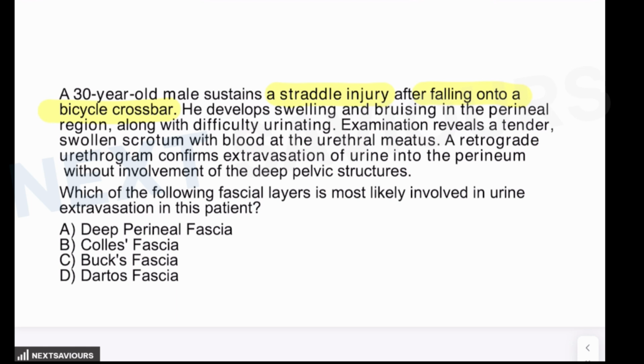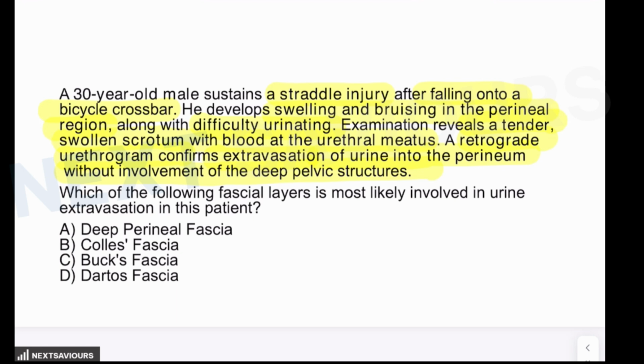The first line, straddle injury. He develops swelling and bruising in the perineal region. That is the clinical feature, along with the difficulty in urinating. Examination reveals a tender, swollen scrotum with blood at the urethral meatus. Retrograde urethrogram confirms extravasation of the urine in the perineum without the involvement of the deep perineal structures.